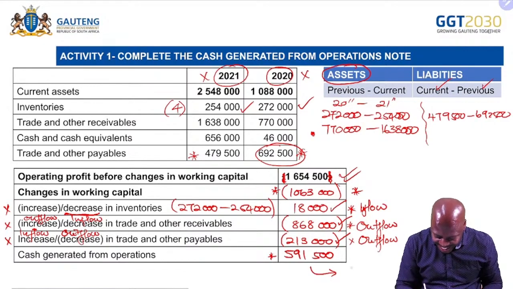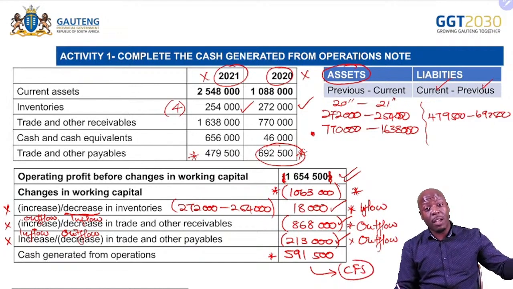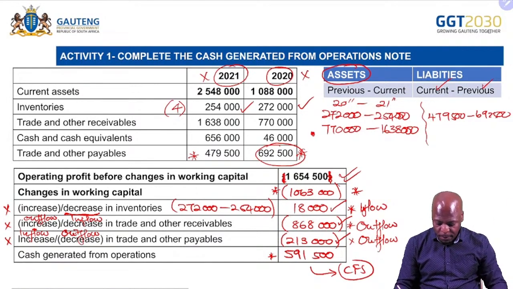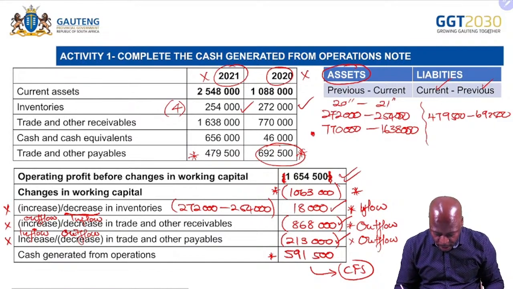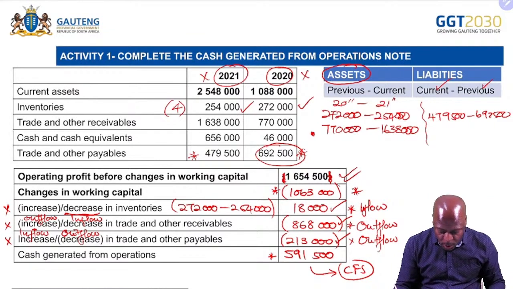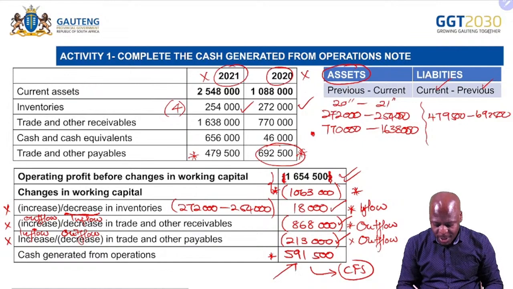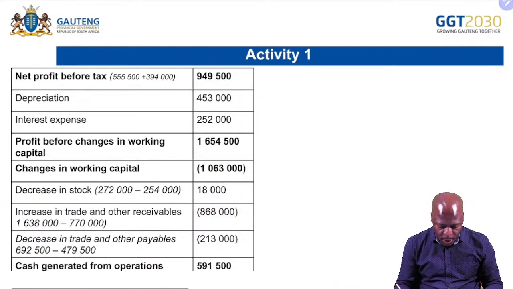We take this quickly to the cash flow statement. This goes with us straight to the face of the cash flow statement. Okay, how did we get 591,500? I'll repeat again. We have a positive 1,654,500, which is coming from the previous calculation, and then we now have our 1,063,000, which is in brackets. So you get the difference between these two particular figures. You end up with 591,500. Let's see now where that is going to appear.